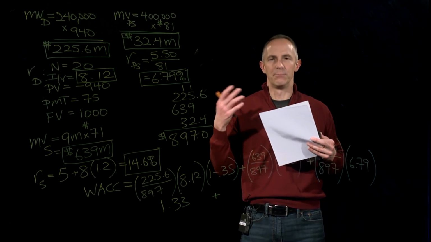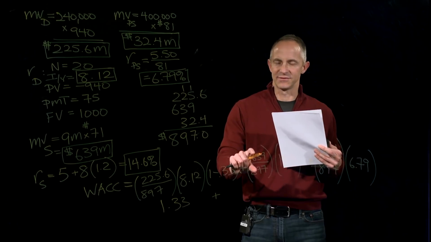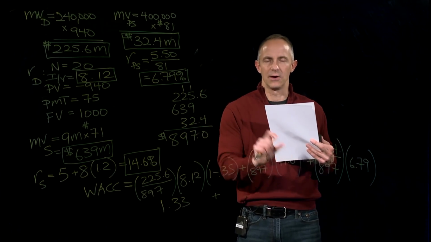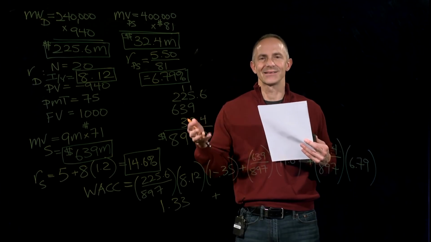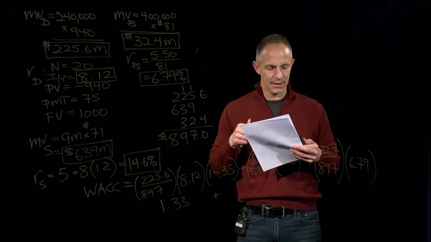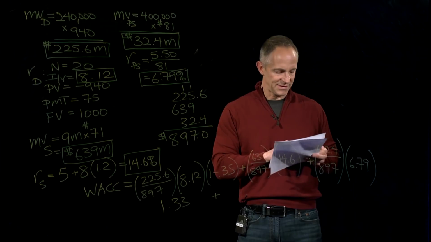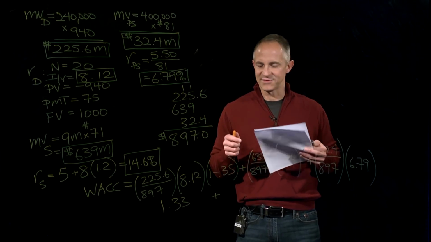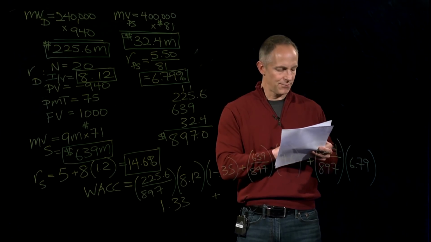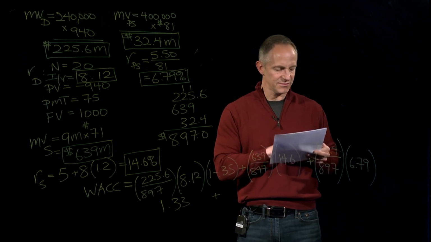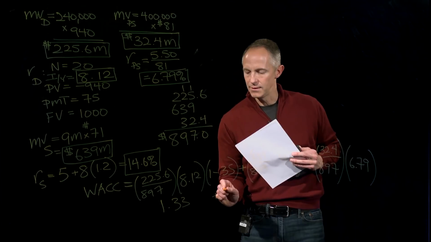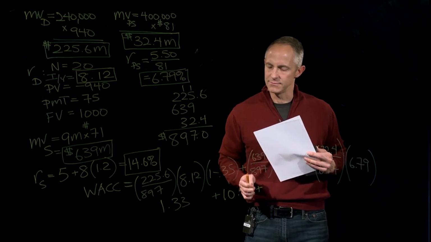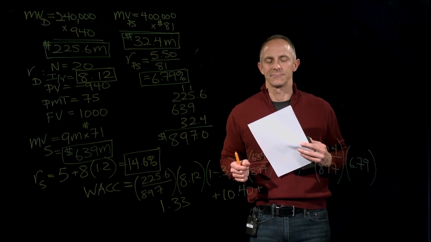The common stock is going to be the bulk of the cost of capital because it's the bulk of the capital structure. Most of the market value is common stock. So the cost of the common stock is going to have the greatest impact on the overall calculation. If I take 639 divided by 897, that gives us a weight of 0.7124. If I multiply that by 14.6, that's going to give us the weighted cost of 10.4%.